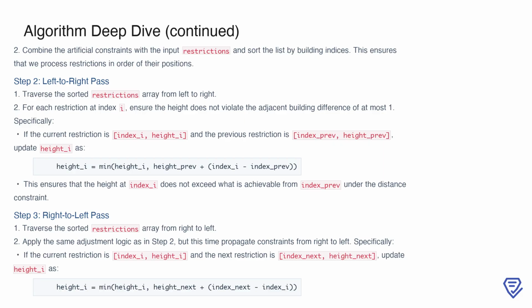For a restriction at index_i with a current height_i, we adjust its height based on the previous restriction at index_prev with height_prev. Specifically, the height at index_i is updated to the minimum of its current value and height_prev plus the distance between the two indices. This adjustment guarantees that the height at index_i respects both the restriction and the adjacency constraint.